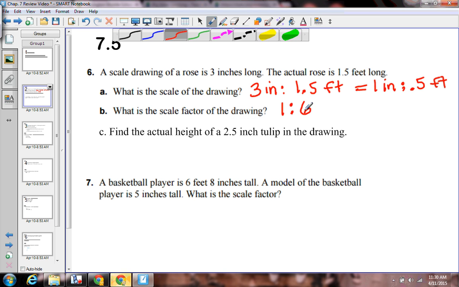So 1 to 6. And if we're finding the actual height of a 2.5 inch tulip that's in the drawing, we can use a proportion and use our scale. 1 inch is to 0.5 feet in the same way that 2.5 inches is to what we don't know. So remember, we can use cross products to solve that, and 2.5 times 0.5 is 1.25 feet.